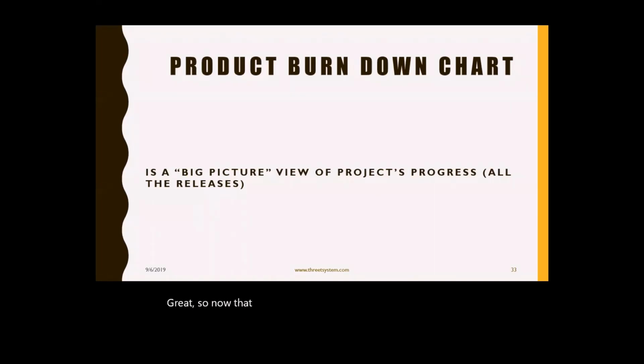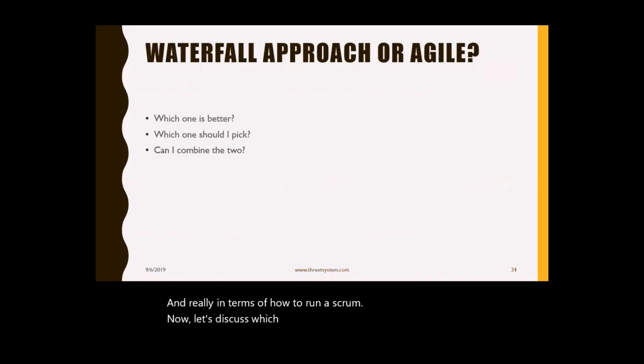Great, so now that I've given you an overview of Agile and Scrum, we talked about the product owner, the backlog, and really how to run a Scrum project. Now, let's discuss which one is better, or which one should you choose? Waterfall approach or Agile? Does it really matter? I think you have to go back and assess the type of organization you're in and whether they're receptive. Are they receptive to change? And before even doing that assessment, can you apply Agile concepts or processes in your industry?